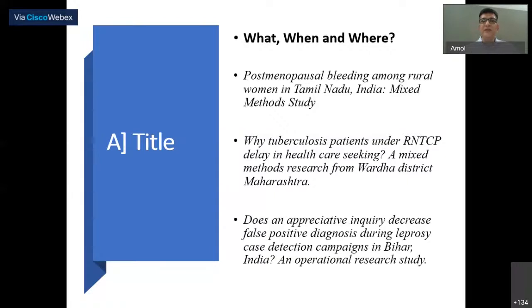And the other way is: Does an appreciative inquiry decrease false positive diagnosis during a leprosy case detection campaign in Bihar, India? An operational research study. So some people mention the study design at the end to catch the attention of their reader. But yes, I do agree: try to capture your primary objective, keep the word count low, choose words very carefully, and you can make it catchy and attractive to your reader. So that's about the title.